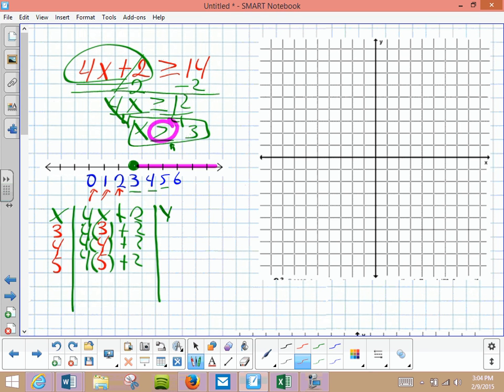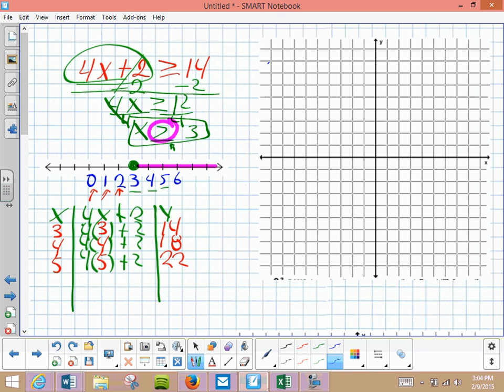So now somebody say, what do I do? It's 4 parentheses 3. What does that mean? 4 times 3, right? Which is 12 plus 2, 14. That'll be 16 plus 2, 22, right? Now I have my x's and my y's, and I'm going to create the coordinate points.